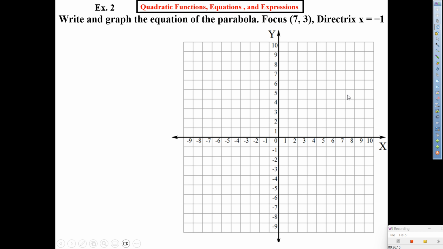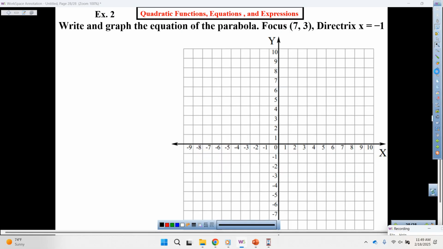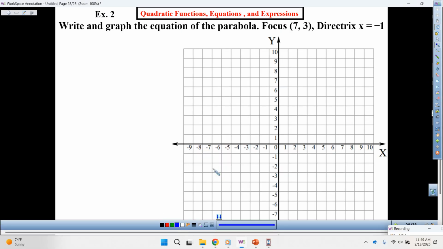What if I gave you this one? Example 2. Focus 7, 3, directrix x equals negative 1. I'm just going to get you started so you guys can see that it's the same process. However, it says directrix x equals negative 1. When it's x equals negative 1, tell your neighbor what equation comes to mind.